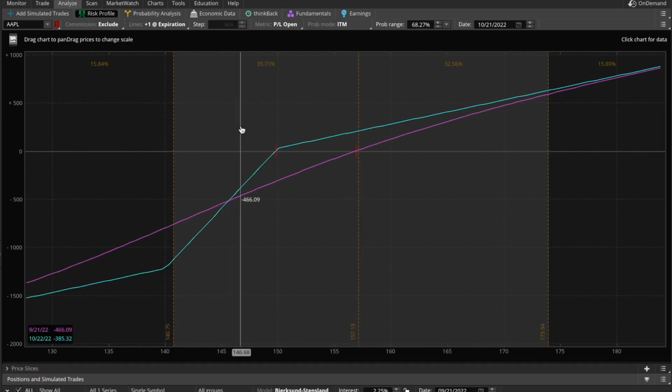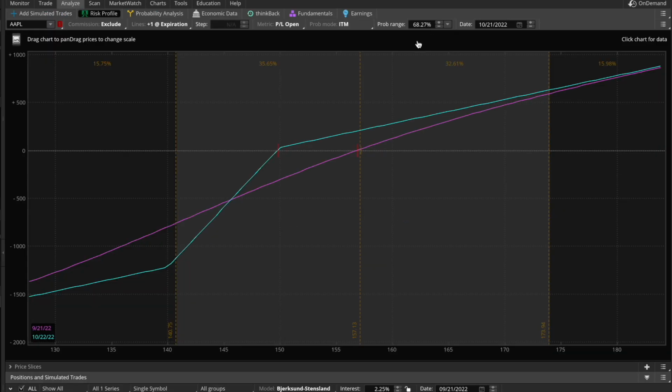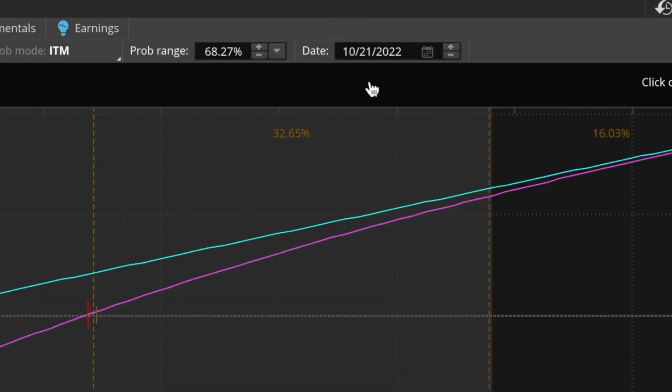And in fact, as you can see here in this light gray area of the chart, this is showing you a 1 standard deviation price range, which basically means, as you can see right here at the top with probability range, there's about a 68.27% chance of Apple being anywhere in this range by the October 21st expiration date.